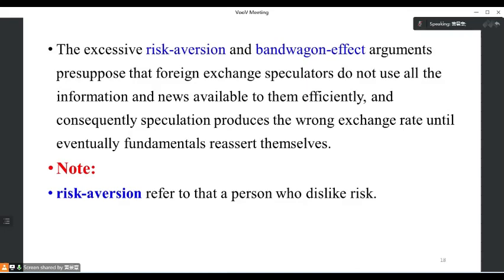So when speculation happens in one country's macroeconomics, we should find the bandwagon effect in macroeconomics, which influences the foreign exchange rate.